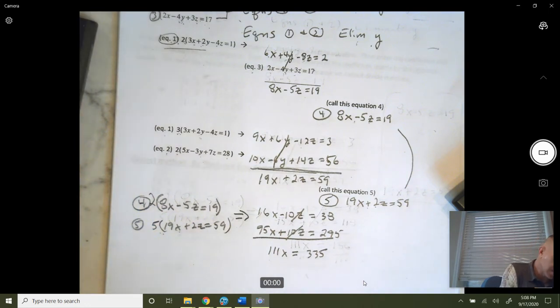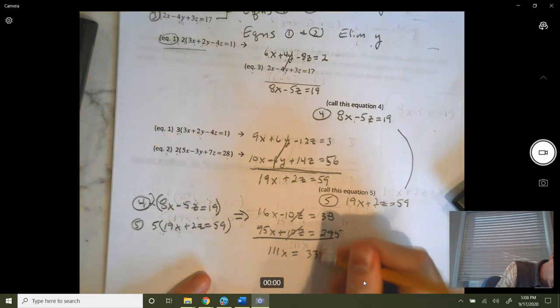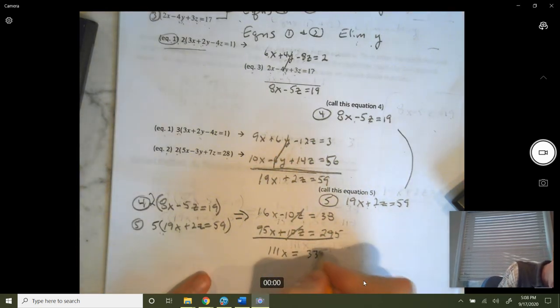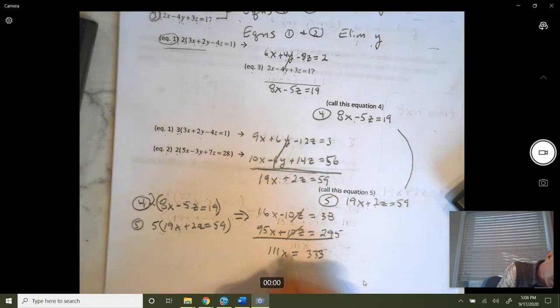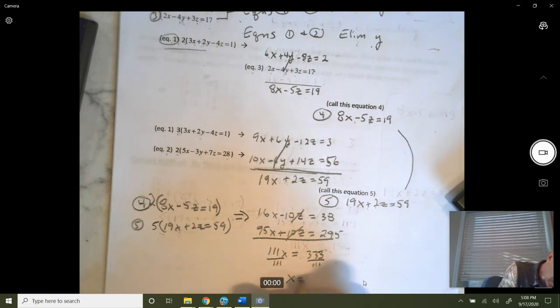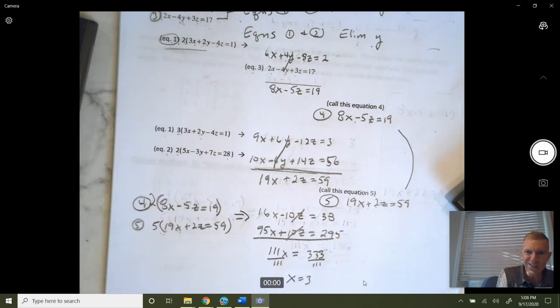Is that right? Let's just double check that. Sorry, that's 333, not 335. Okay, that works better. Dividing by 111, you'll get x equal to 3. Okay, now we have x equal to 3.